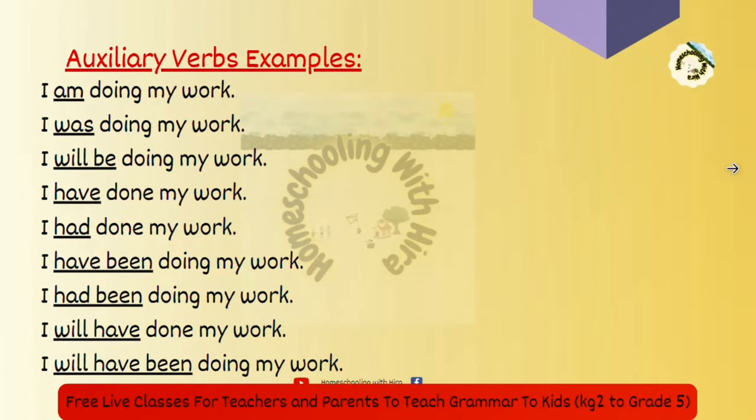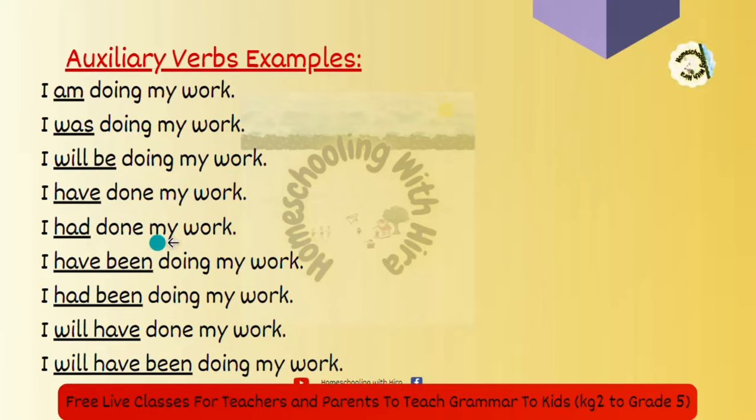Some examples of auxiliary verbs. I am doing my work. Doing is main verb here. Am is auxiliary. I was doing my work. Auxiliary is was telling the tense. I will be doing my work. Future continuous. I have done my work. Present perfect.